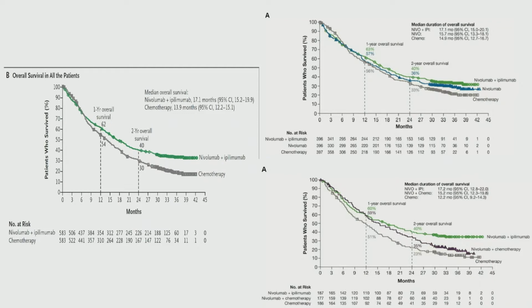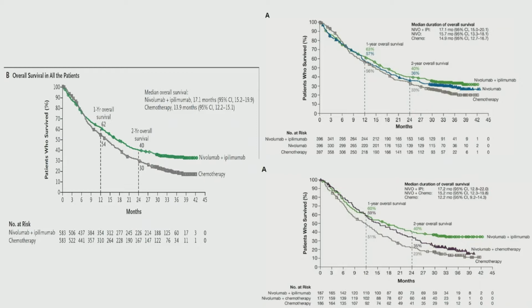And if you look here, the graph on the left is the overall nivo-ipi versus chemotherapy, which was statistically significant. The graph at the very top, this trial was a very complicated study. So in the patients who were PD-L1 positive, which is the graph at the top, patients were randomized to get nivo-ipi versus nivo alone versus chemotherapy. And if they were PD-L1 negative, they got randomized to nivo-ipi versus nivo chemotherapy versus chemotherapy.